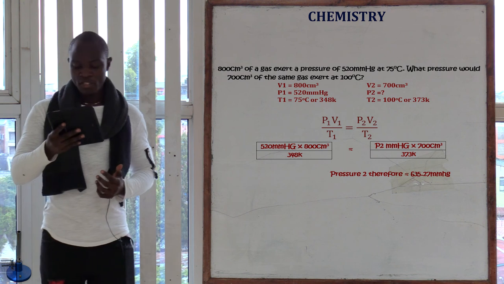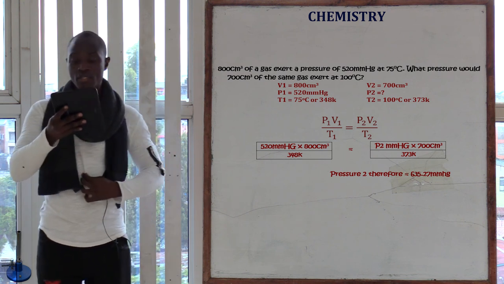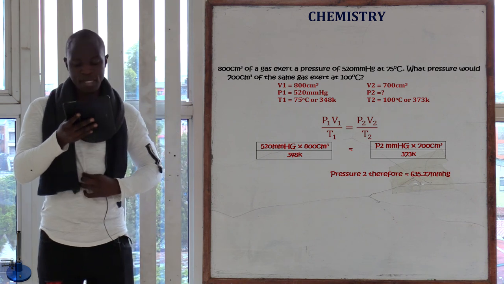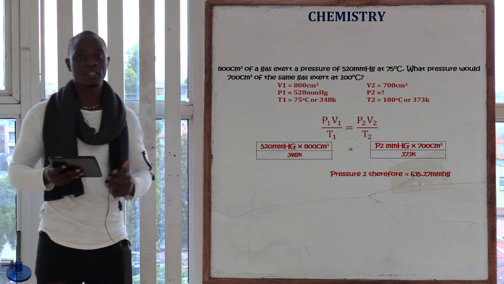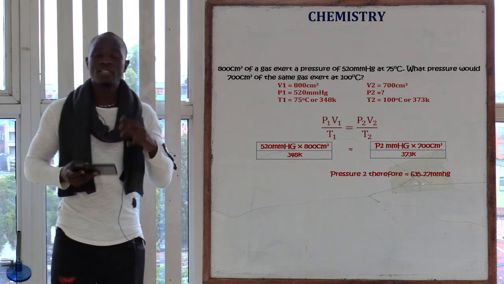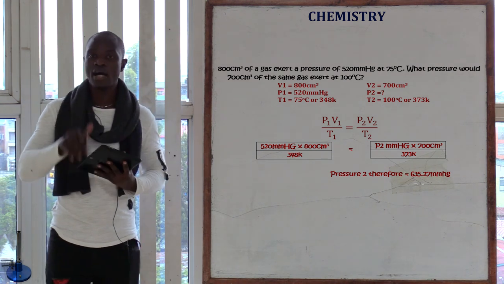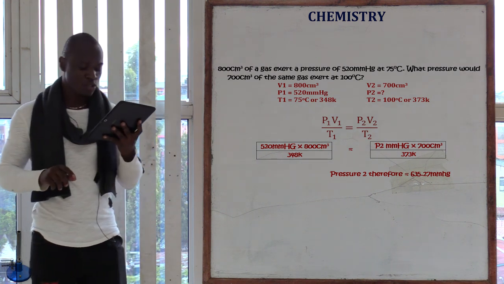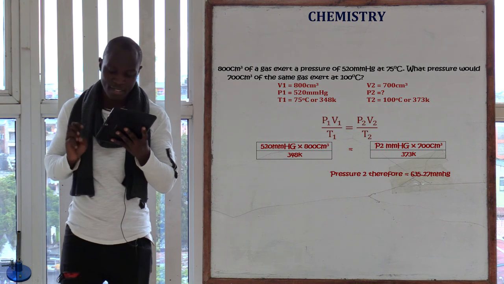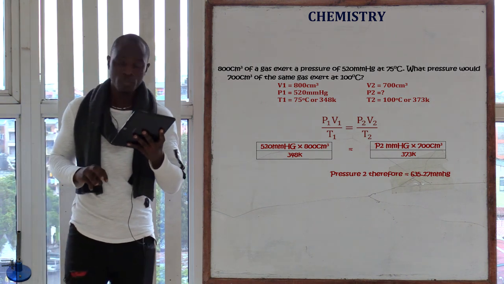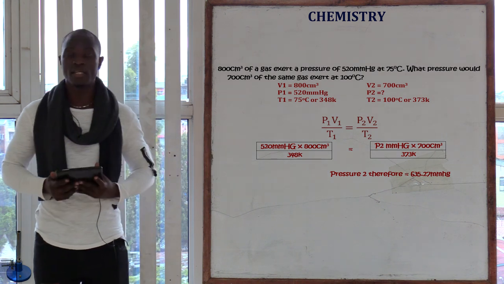So, proceeding along, we have 800 centimeters cubed of a gas, and then we have 520 millimeters of mercury at 75 degrees Celsius. Please try to arrange them in this way. It is easy for you to calculate if you have some order in your calculation. And then the next information we have: V2, which is 700 centimeters cubed, P2 we don't have, and then we have T2 as 100 degrees Celsius.